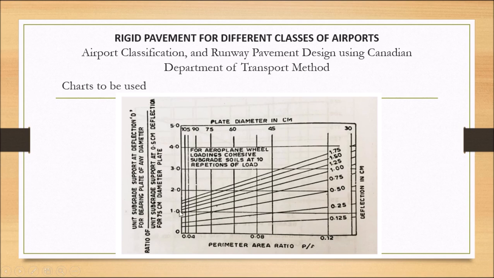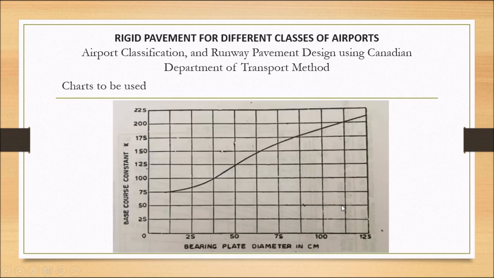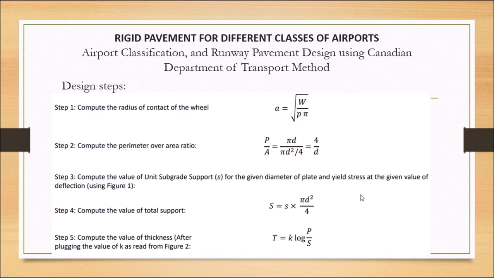And what do we have here? What are we reading from here? We are trying to estimate the ratio of the unit subgrade support at deflection D for the bearing plate of any diameter over unit subgrade support at 0.5 centimeter deflection for 75 centimeter diameter plate. The next graph we have here is the one of a base cost constant over the bearing plate diameter in centimeter.